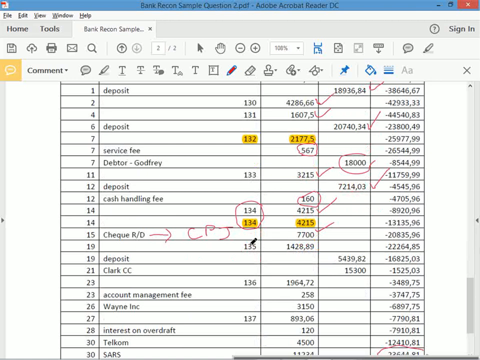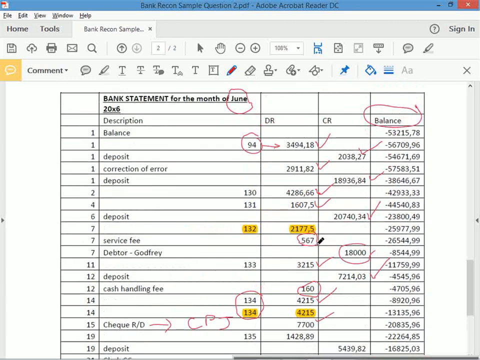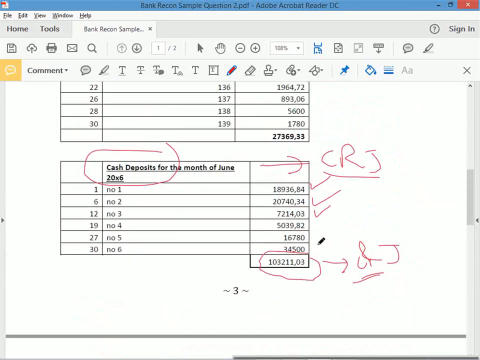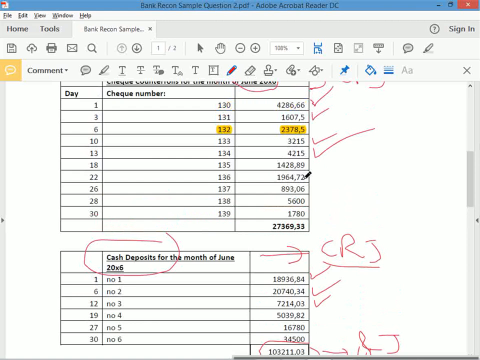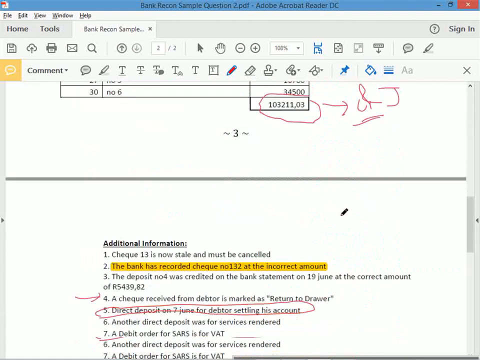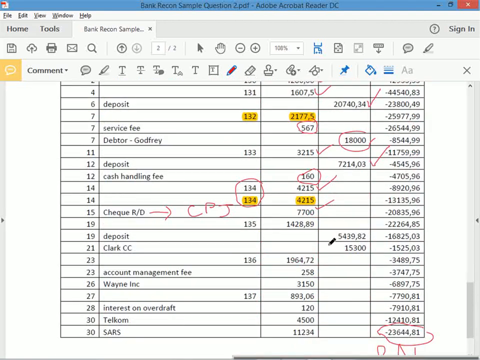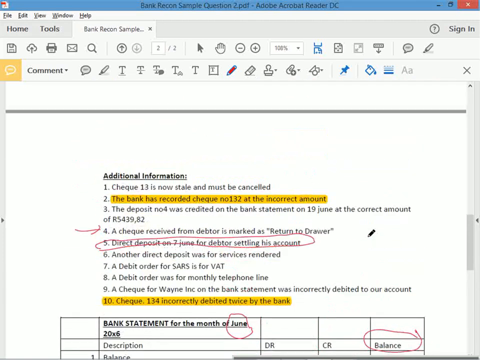Another payment. 135, 1428.89. Let's go and have a look. Is it there? There it is. Yep, there it is. Tick. Tick. Tick. Is the deposit in our books? Well, let's check. It's on our bank statement. Is it in our books?